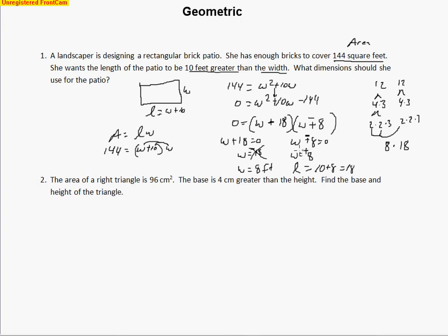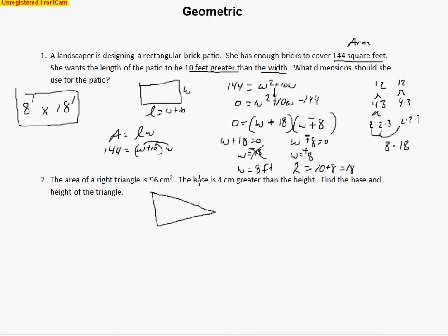Oftentimes you'll see that when you get one of the dimensions, the other dimension is that negative value. In this case, it's asking for the dimensions, so you just say 8 feet by 18 feet. So here we have a triangle, a right triangle. And so here's our right triangle.